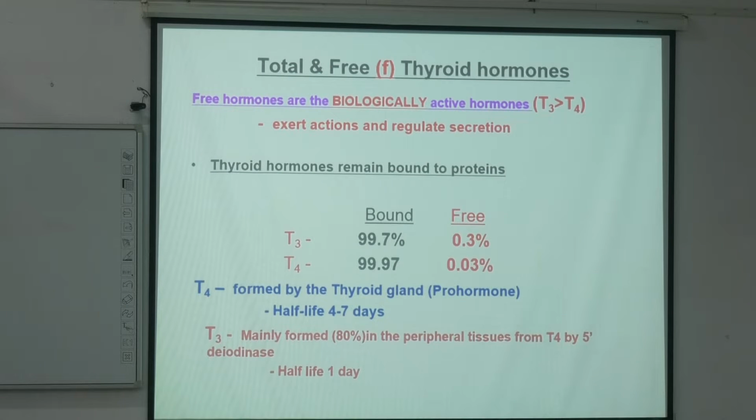So ideally there cannot be a deficiency; there is a high amount of protective mechanism within the body not to suffer from any deficiency, but it does occur if the disease state continues for quite some time. So T4, as I told you, is a pro-hormone. It is synthesized almost exclusively by the thyroid gland, and it has a half-life of 4 to 7 days.